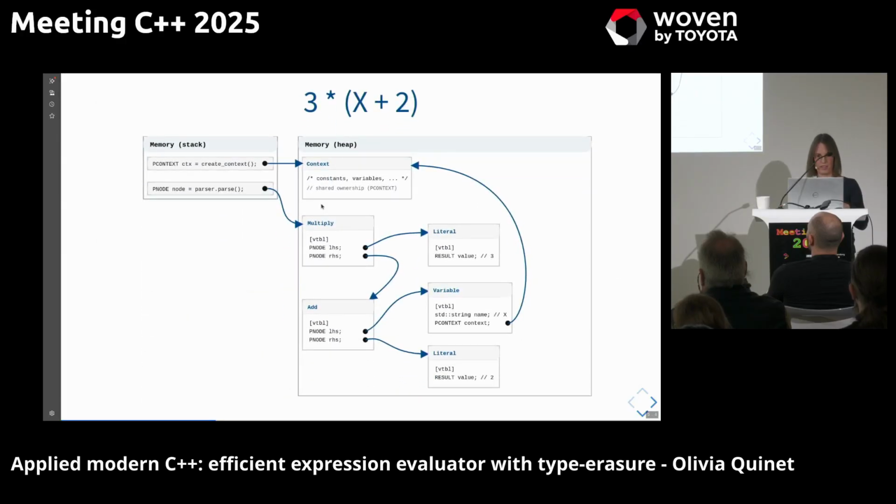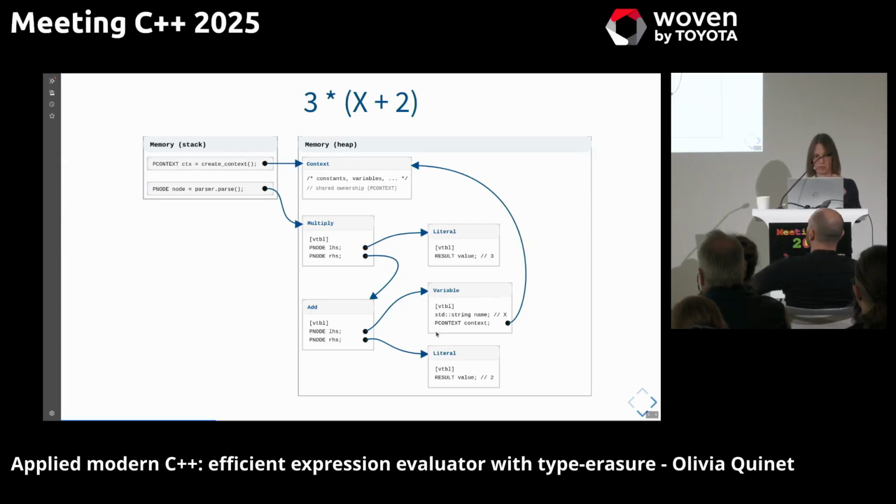Yes. So with the OO approach, the memory is more or less like this. You have a pointer to the context in the heap. You parse your nodes, so you have your root node, the multiply. You have a lot of dependencies.